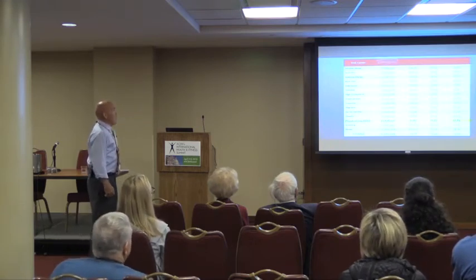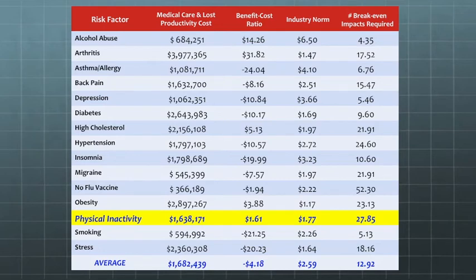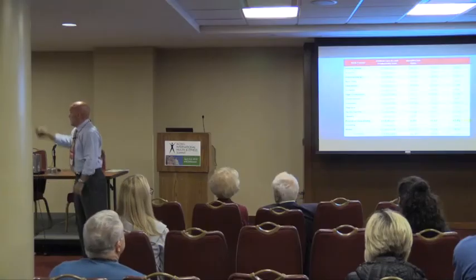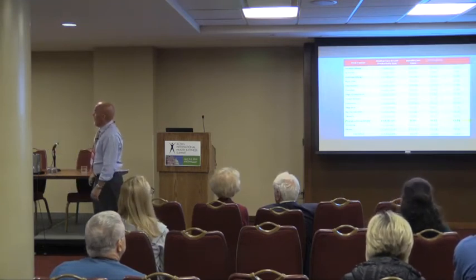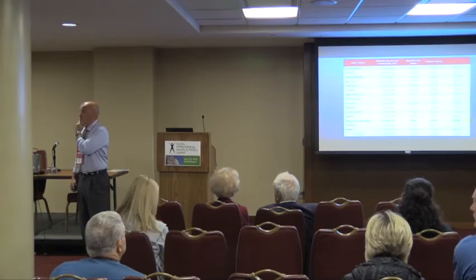Okay, so the other thing they actually have below that bar chart, they have all the numbers listed in this table. They have the medical care and lost productivity cost for each of the risk factors. They have the benefit cost ratio based upon the data that you gave on your program intervention. If you did something and you said, I impacted this number of people and I spent this amount of money to get it, this is the benefit cost ratio, okay? They compare that against an industry norm, which has never been published.